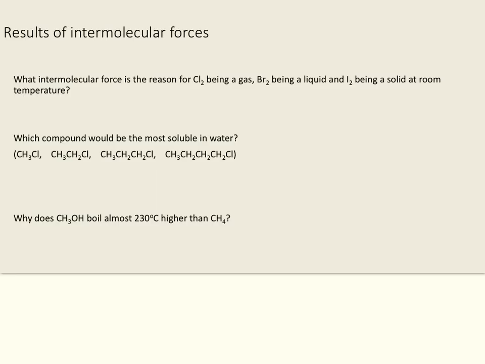All right, so let's look at some questions here. Results of intermolecular forces. What intermolecular force is the reason for chlorine being a gas, bromine being a liquid, and iodine being a solid at room temperature? These three things are all halogens, right? They're all in group 7 on the periodic table. But if you look, chlorine is a gas, bromine is a liquid, and iodine is a solid.